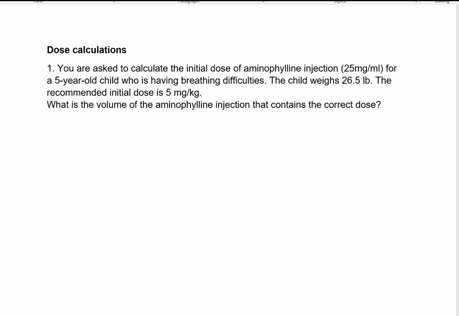Also, one thing that you need to do is highlight what the question is asking. So in this question, you are asked to calculate the initial dose of aminophylline injection, 25 milligrams per ml. Now, this is the strength or concentration of the injection, given for a 5-year-old child who has breathing difficulty. The child weighs 26.5 pounds, and the recommended dose given is 5 milligram per kg.